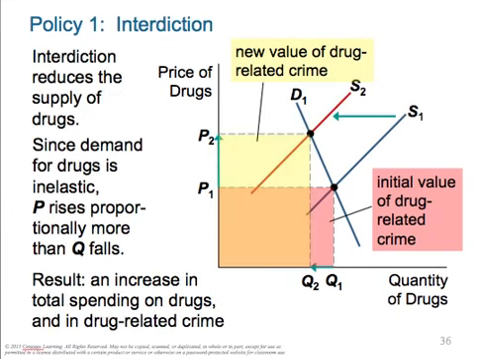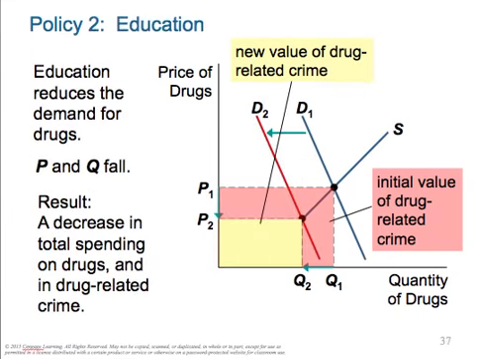So this is the interdiction. Now we're going to look at perhaps addressing the drug war as more of an education issue. So we educate, and that reduces the demand for drugs. Price and quantity fall, which result in a decrease in total spending on drugs and in drug-related crimes. This is a demand-related issue, okay? You had your original supply and your original demand, just like the previous example. But what we do here is we educate kids. We do just say no.